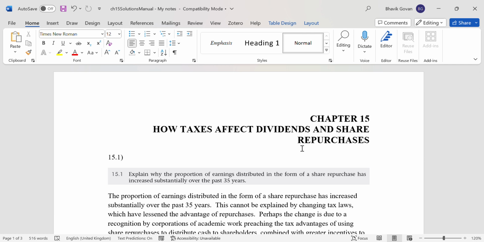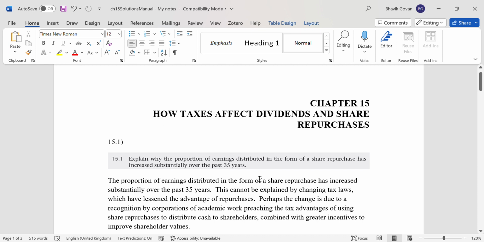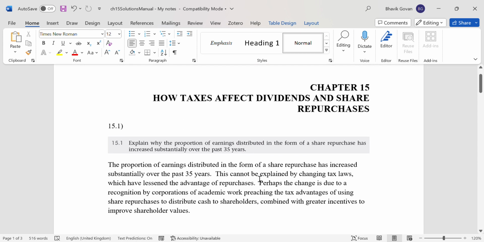We're going over the second capital structure tutorial, the chapter 15 one. So let's get straight into it. Chapter 15, how taxes affect dividends and share repurchases. 15.1 is a theory question, so I'm going to let you guys go over that.